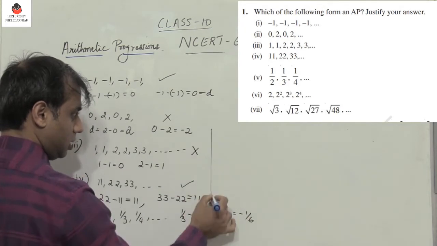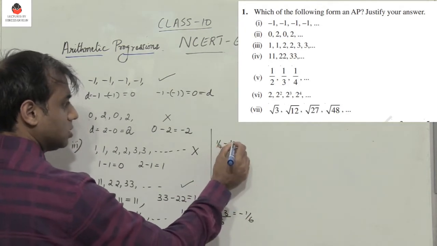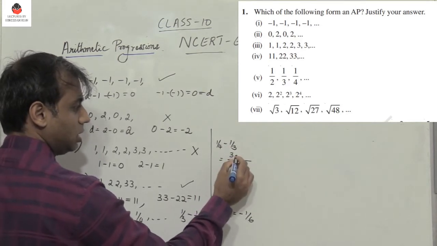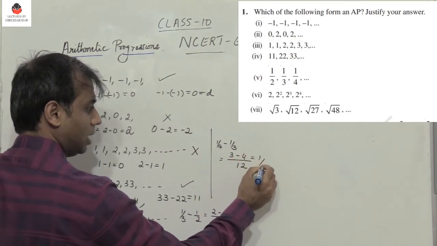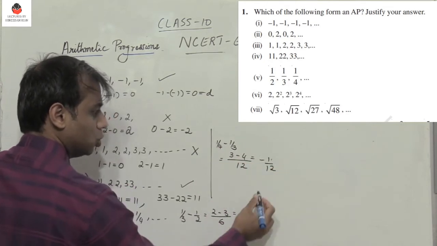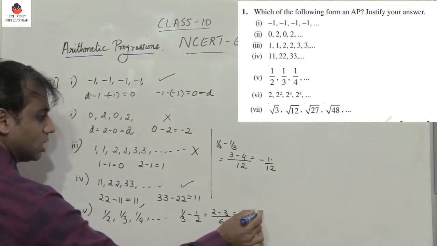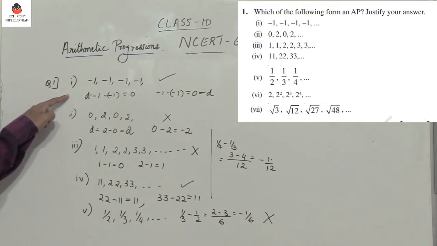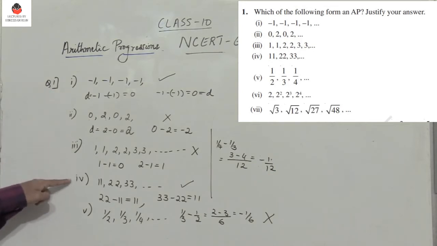Let me write it here. 1 by 4 minus 1 by 3. The LCM is 12, so you get 3 minus 4, which is 1 by 12 with a negative sign. These two common differences do not match, so this is not an arithmetic progression. So you find that the first one is an arithmetic progression and the fourth one is an arithmetic progression.